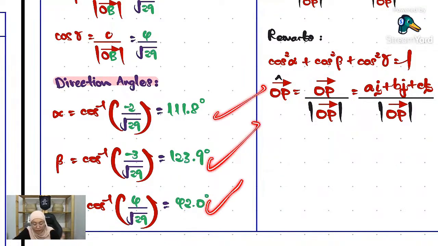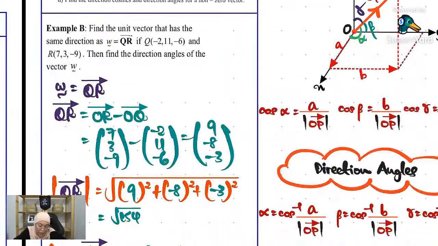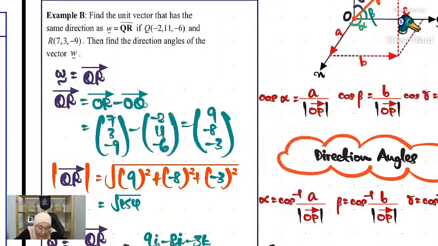So yeah, try it yourself, DIY. And the last one, almost the second last one, is this one. Next question, example B: find a unit vector that has the same direction as W vector, which is equal to QR vector, if Q is blah blah blah and 7, and R is a point. Then find the direction angles of vector W.